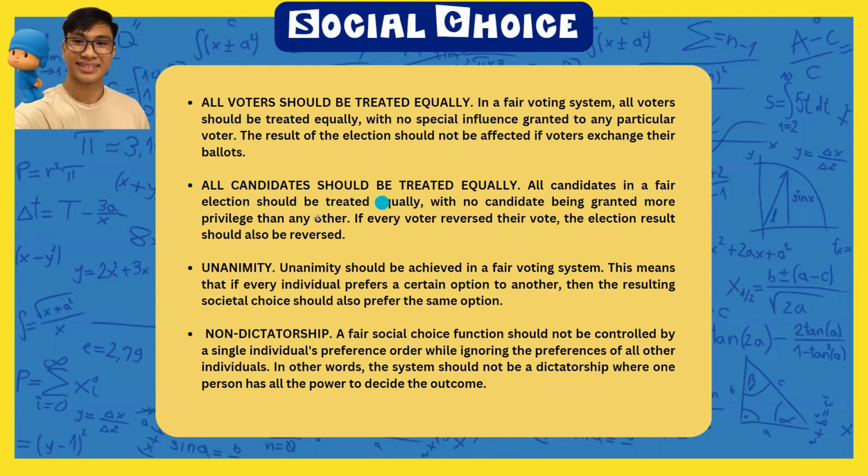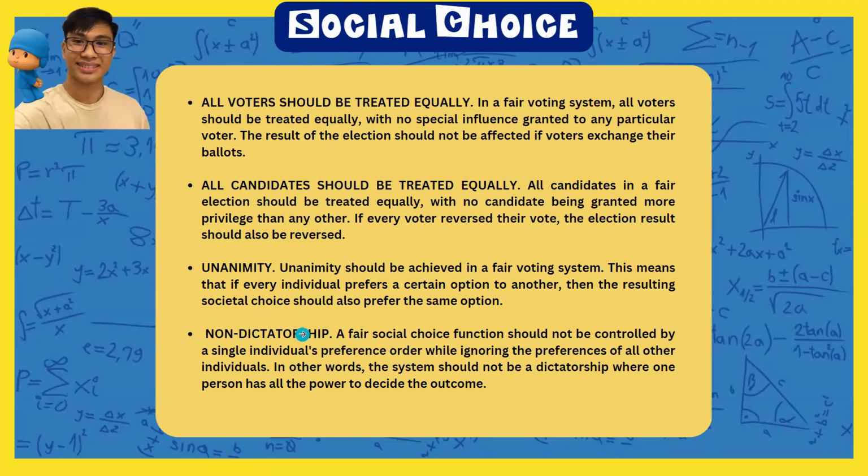Where all candidates in a fair election should be treated equally with no candidate being granted more privilege than the other. So sa unanimity naman, unanimity should be achieved in a fair voting system. This means that if every individual prefers a certain option to another, then the resulting societal choice should also prefer the same option. So non-dictatorship, a fair social choice function should not be controlled by a single individual's preference.